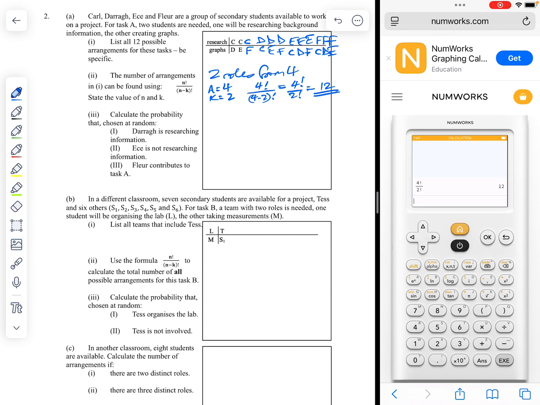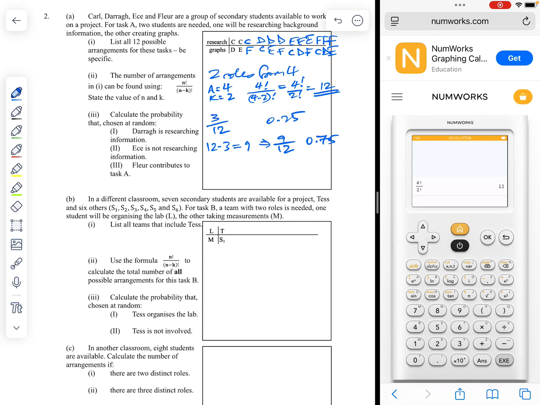Part 3. Calculate the probability that chosen at random Dara is researching. So researching for Dara is those 3. So it is 3 out of the 12, which we know is a quarter, so 0.25. Eche is not researching. Well, Eche is researching in those 3, not anywhere else. So it's 12 take away those 3 is 9. So it's going to be 9 out of 12 where she is not researching.